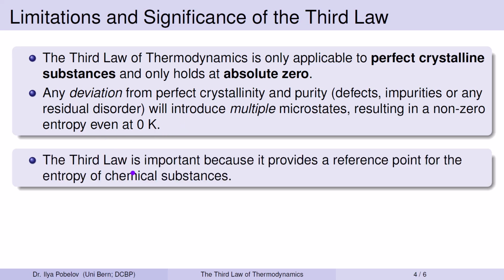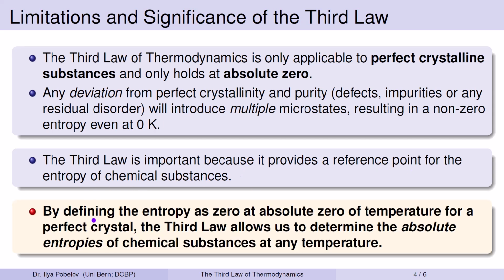The third law is important because it provides a reference point for the entropy of chemical substances. By defining the entropy as zero at absolute zero of temperature for a perfect crystal, the third law allows us to determine the absolute entropies of chemical substances at any temperature.